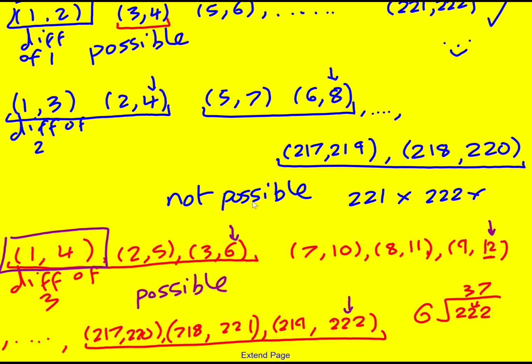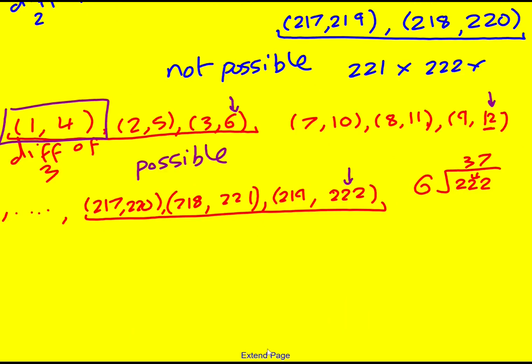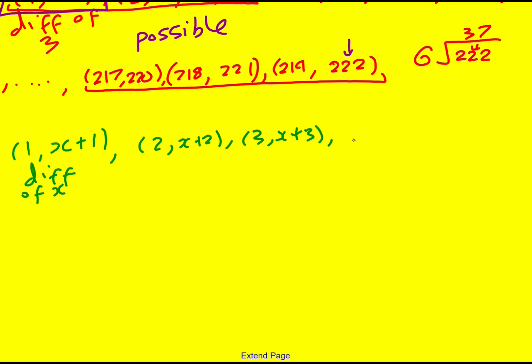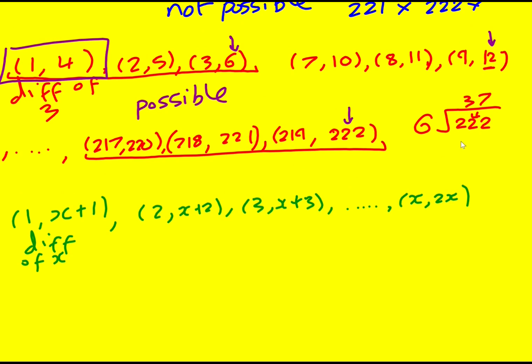So time to generalize. We've done 1, 2, 1, 3, 1, 4. What about 1 pairing with x plus 1? I want to make my life easy and say the difference, I don't want it to be x minus 1. I'm not going to go with x here. I want a difference of x. So then I see that 2 will go with x plus 2, 3 with x plus 3, all the way up to x, which will go with 2x, which is what we're seeing in the other examples.